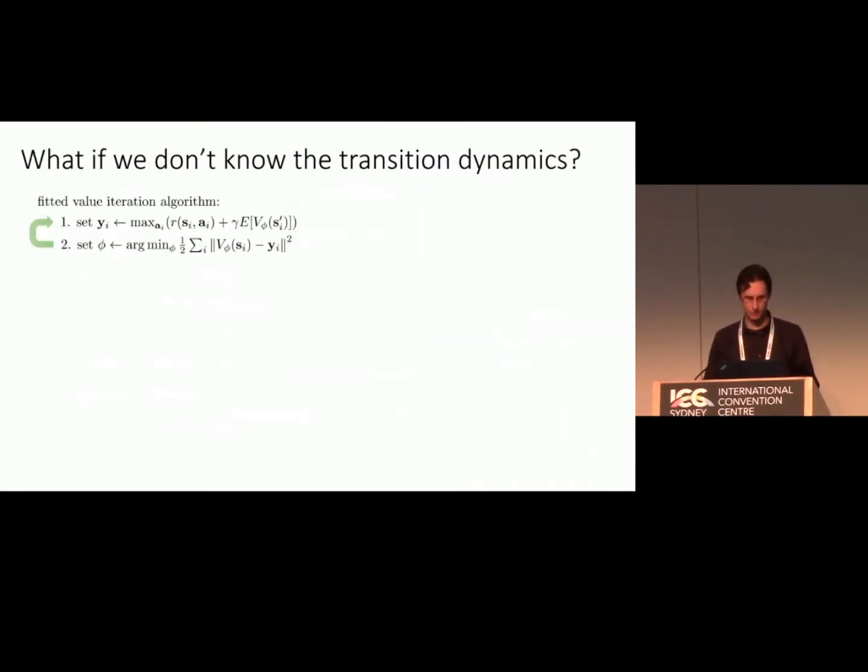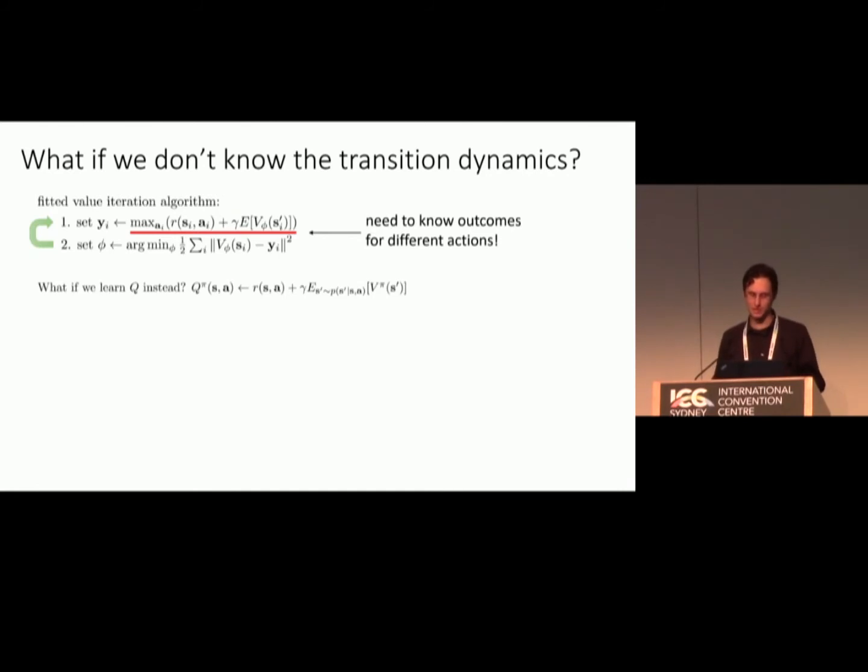We can get rid of this as follows. Notice that the place where we need to know the dynamics is just this. We need to know the outcomes for different actions in order to perform this maximization. So what we can do instead is just learn Q, as I mentioned at the beginning. Instead of learning V pi, let's learn Q pi by directly fitting this R(s,a) plus gamma times the expectation of the next value. And remember that the next value is just the max over the actions.